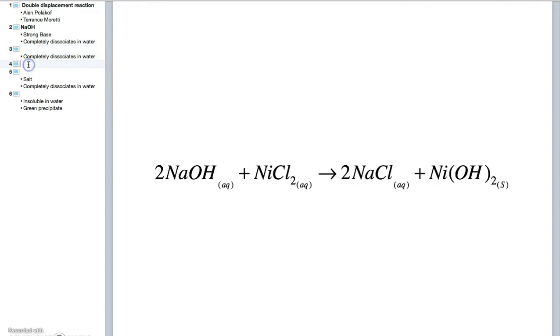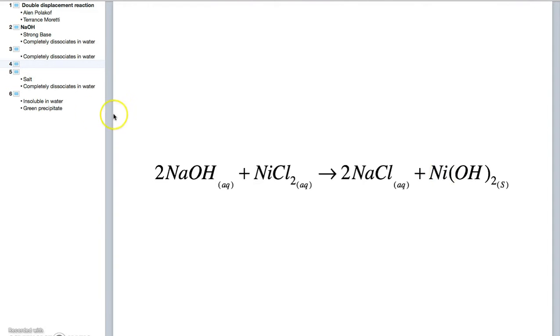And now here we can see the chemical equation already balanced for the reaction. We have 2 moles of aqueous sodium hydroxide that react with 1 mole of aqueous nickel chloride to produce 2 moles of aqueous sodium chloride, and lastly 1 mole of nickel hydroxide, which is the precipitate, as we can see in our reaction.